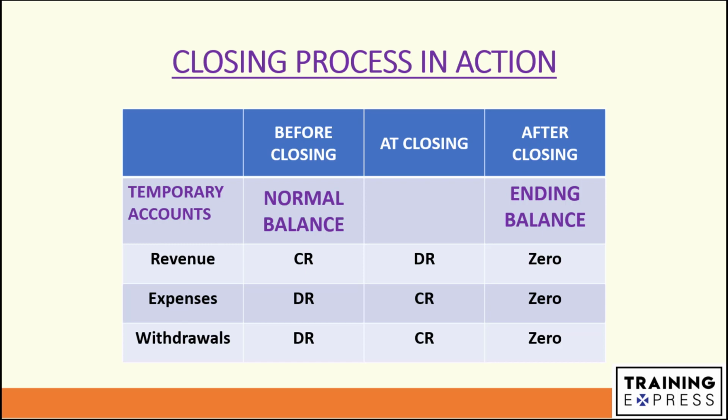And similarly, the normal balance for expenses and withdrawals is debit. And when I want to make their ending balance zero, I would put the same balances on the credit side, and this way the ending balance for these accounts will become zero. So ultimately, if you look at the last column after closing, as a result of performing these steps, the ending balance of our temporary accounts, revenue, expenses, and withdrawals, will become zero.